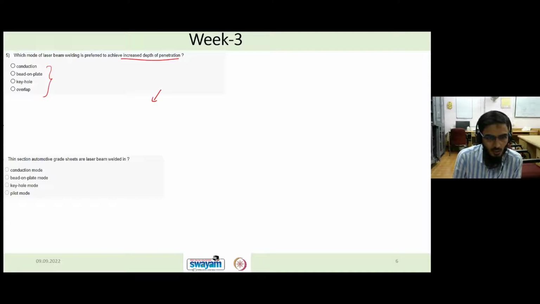I suggest you solve this problem number 6 also, and then we'll try to understand the concept behind keyhole and conduction. So your answer is right, that is keyhole. Try to solve this problem number 6 also, and then we'll see what is keyhole, what is conduction. Thin section automotive grade steels are laser beam welded in conduction, bead on plate, keyhole, or pilot mode.